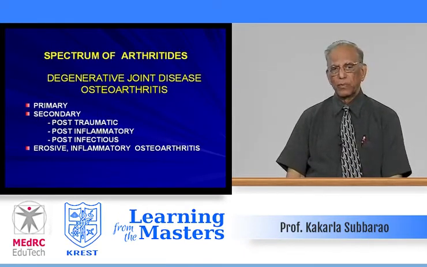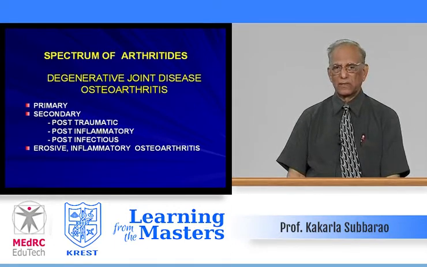Now we come to the spectrum of arthritis. Already we have mentioned various types of arthritis. Now we come to the degenerative joint disease, also called osteoarthritis. Primary and secondary, these are the two major classifications. And occasionally you get osteoarthritis with an erosive, inflammatory component, inflammatory arthritis. So there are three varieties of osteoarthritis.